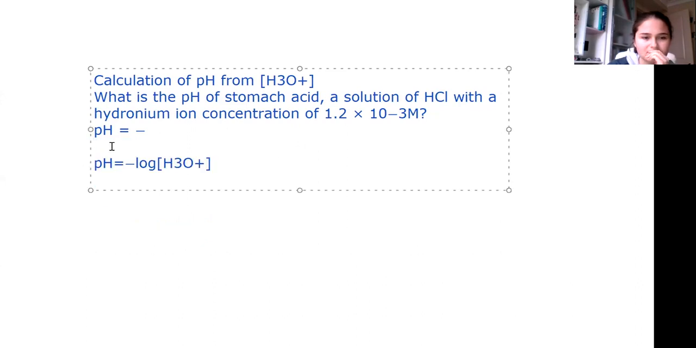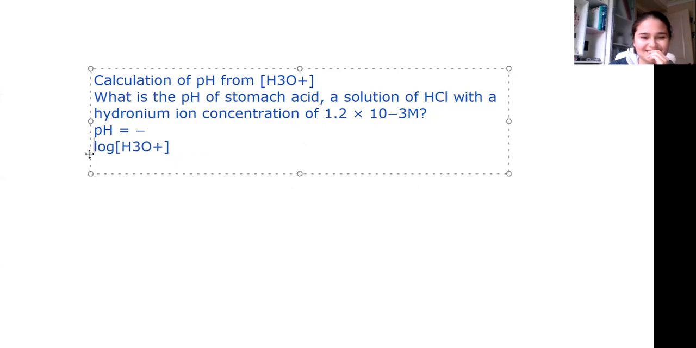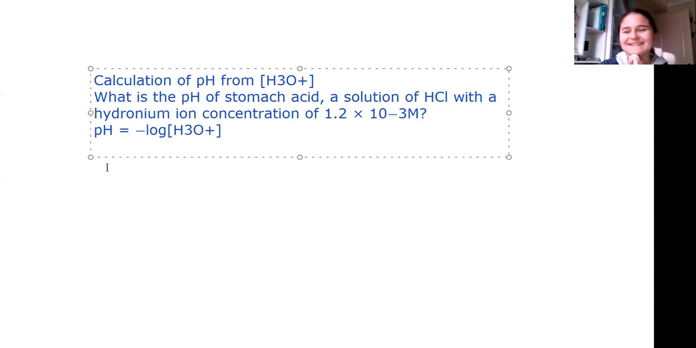My dad just guessed it. It was just minus log of the hydrogen concentration. Your dad actually still remembers chemistry. I'm proud. Congrats to him. Good job. He's correct. So we're going to be calculating the pH, and the pH equation is pH equals the negative log of the hydrogen ion, or in this situation, the hydronium ion, as you can see. Cool.